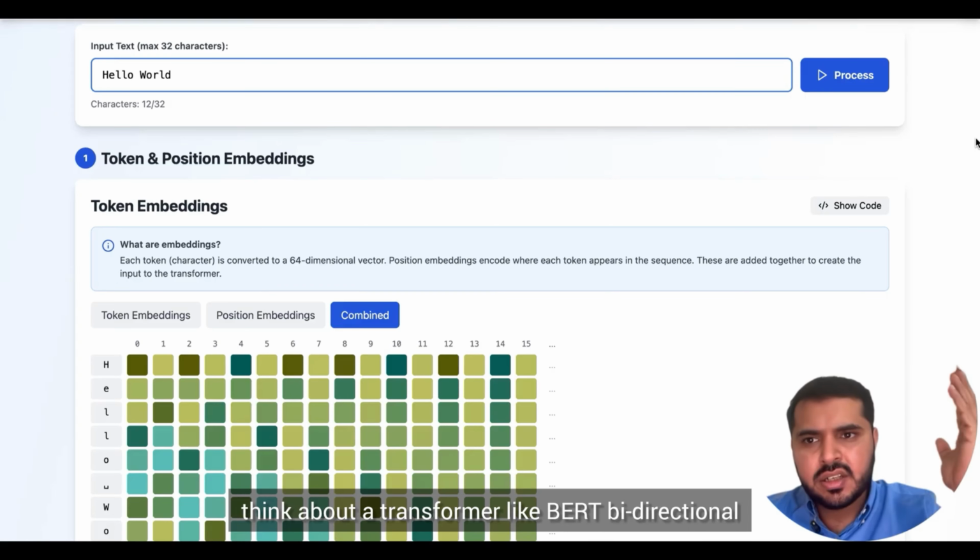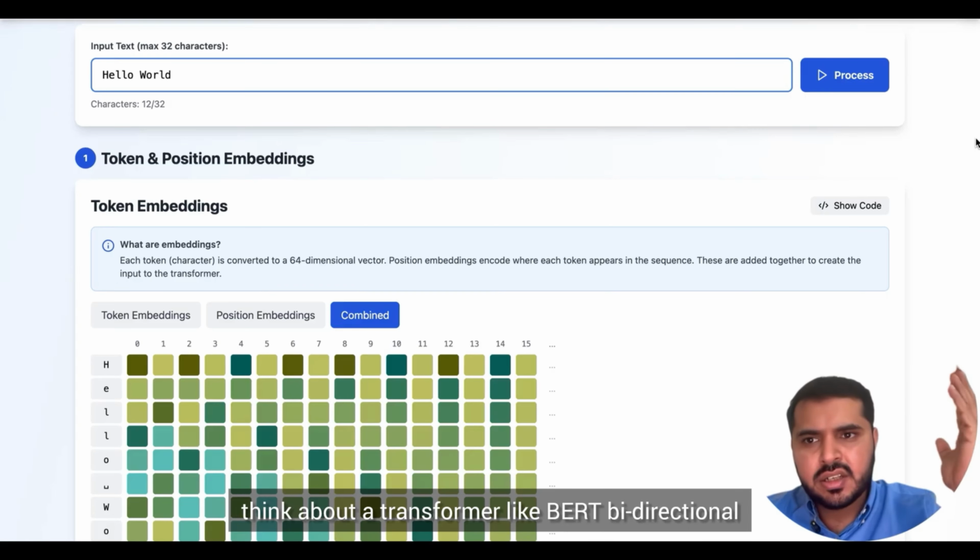Whenever you think about the GPT family, GPT-1, GPT-2, GPT-3, all of these are decoder-only transformers, right? They are generative in nature. They are trying to do the next token prediction. This is nothing but the inference time.